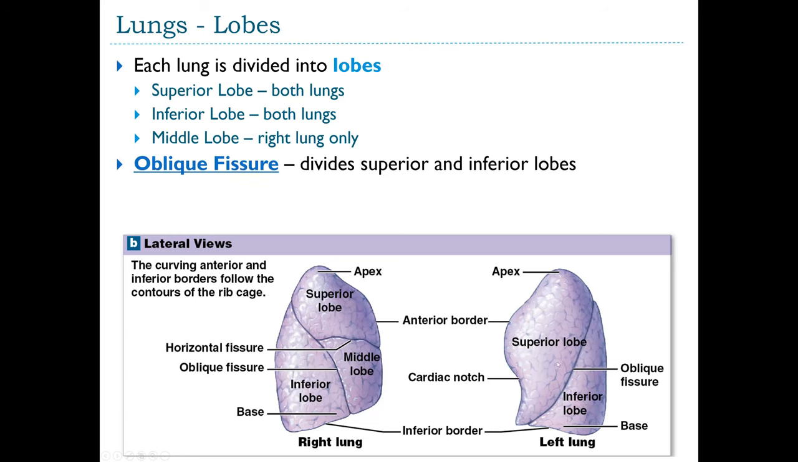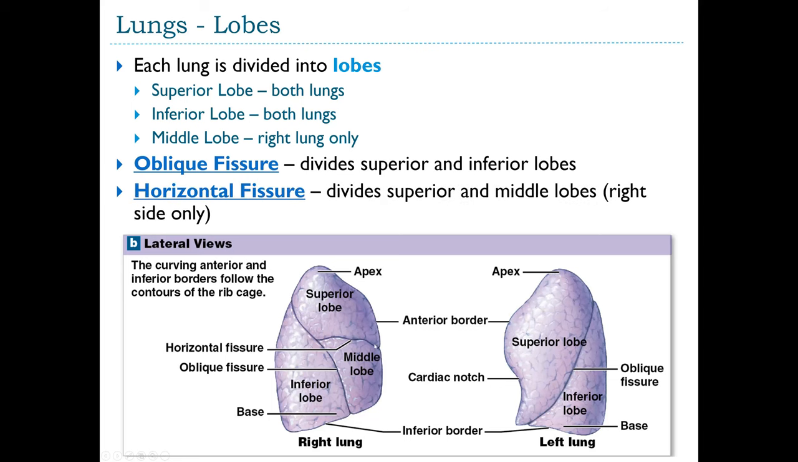The oblique fissure is a dividing line between the superior and inferior lobes on both sides. And the horizontal fissure divides the superior lobe from the middle lobe, and it is only found on the right side because only the right side has a middle lobe.